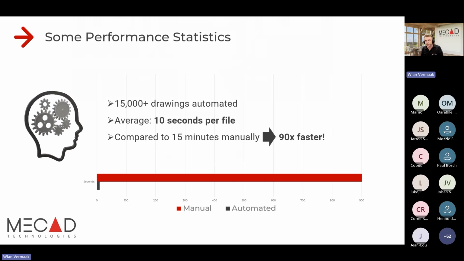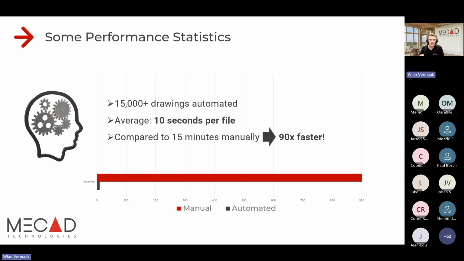Taking a look at the performance of it, we've tested this tool a lot for the stability, for the functions, all of that stuff. 15,000 plus drawings automated. I think we're almost above 18,000 or something currently that have been automated, tested, and scanned through using this tool. And of those 15,000, we found it's about 10 seconds per file on average. Obviously, it's going to be faster or slower depending on the size of the assembly, complexity of the parts, all of that fancy stuff.